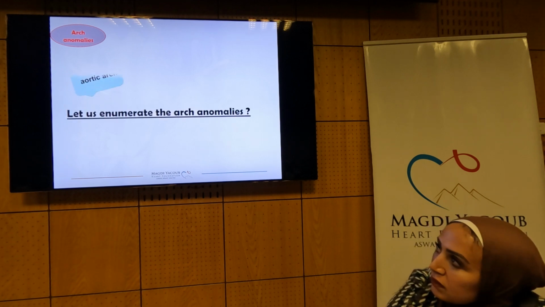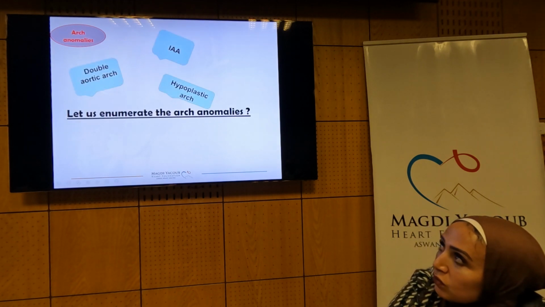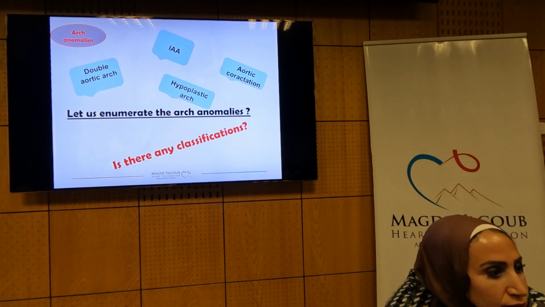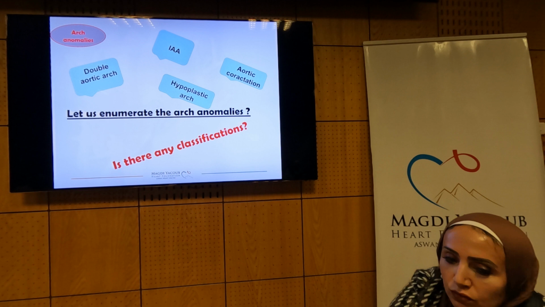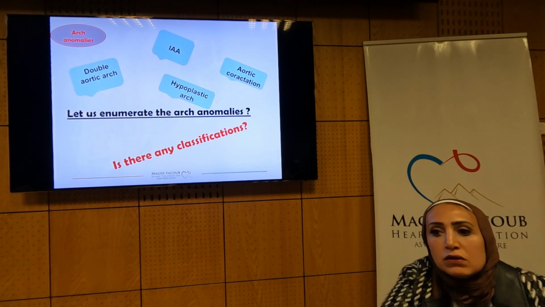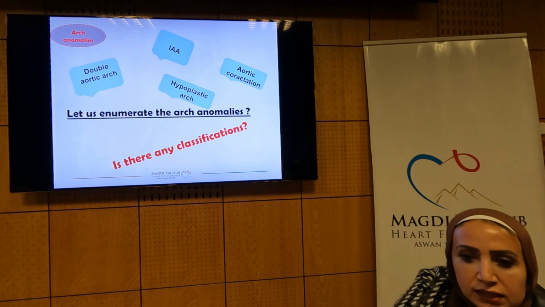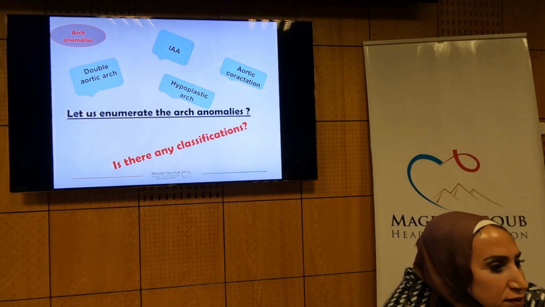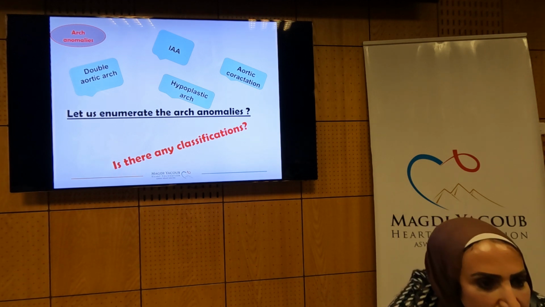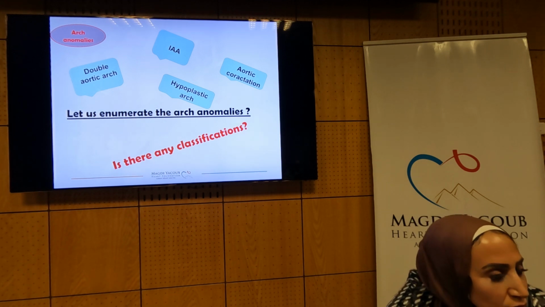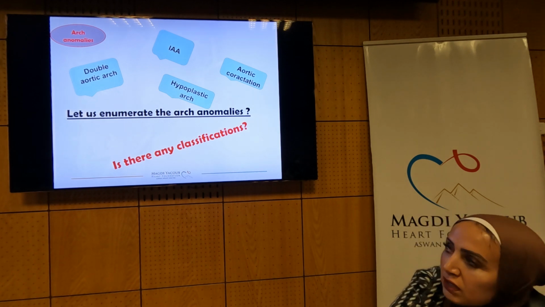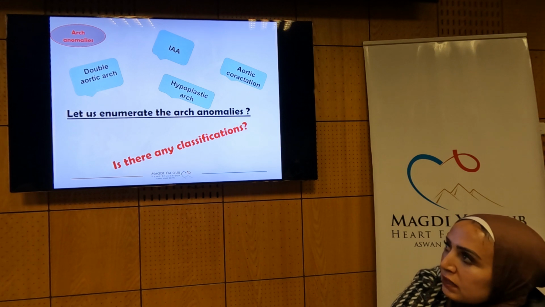So it's a bit confusing, so we can enumerate all of that. So if I say that there is an aortic arch anomaly, is there any classification? Actually, the first time Dr. Wael asked me to give a lecture about that, I felt that it is scattered all over the place. So sometimes you have a vascular ring, a double aortic arch. Sometimes we are talking about coarctation. Sometimes we are talking about interrupted aortic arch. I felt that it is all over the place.